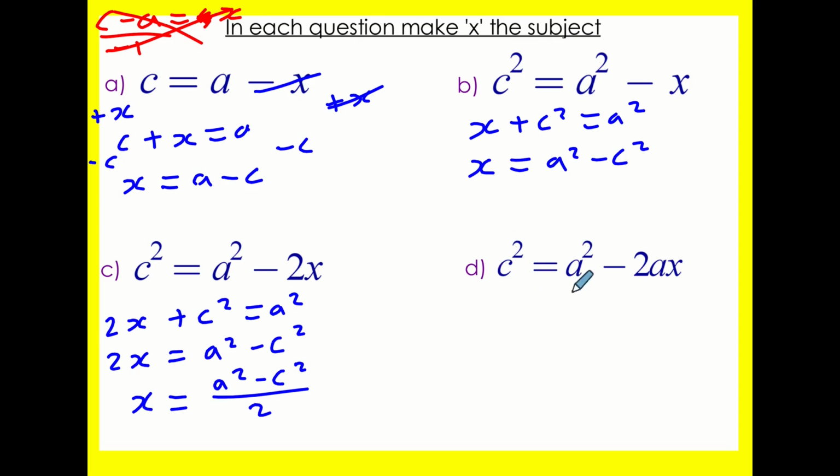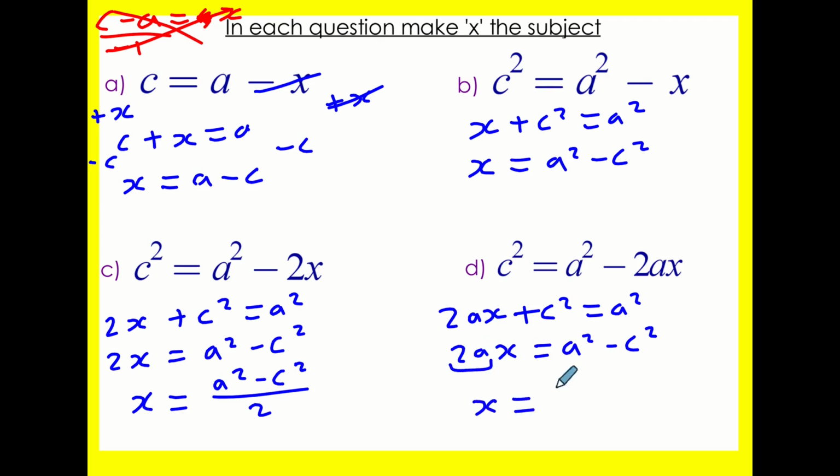All right, stepping up further. This time I'm going to add 2ax to both sides. It becomes 2ax plus c squared equals a squared. Now minus the c squared. 2ax equals a squared minus c squared. And this time, do I divide by 2? Do I divide by a? Actually, I'm going to divide through by 2a, all of it in one go. So x will equal a squared minus c squared over 2a.